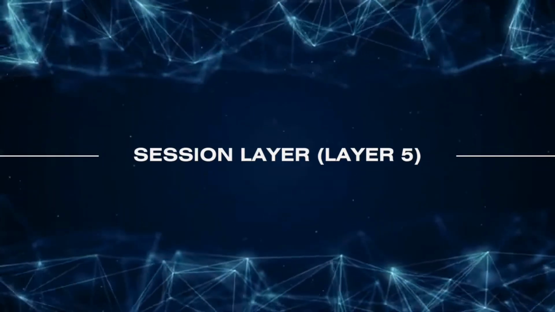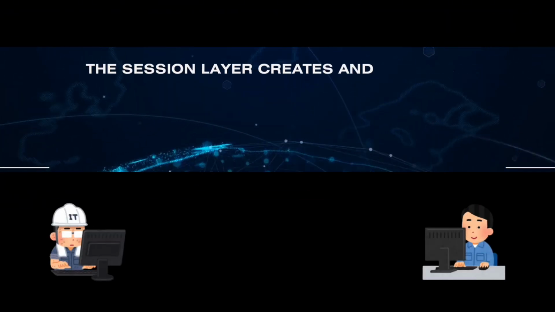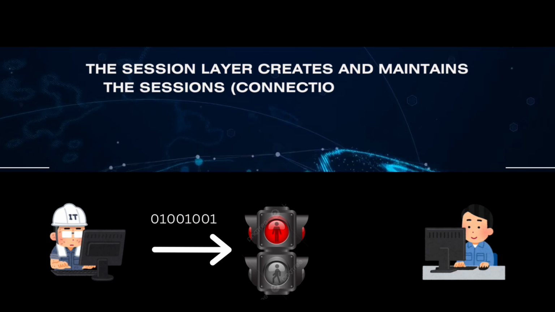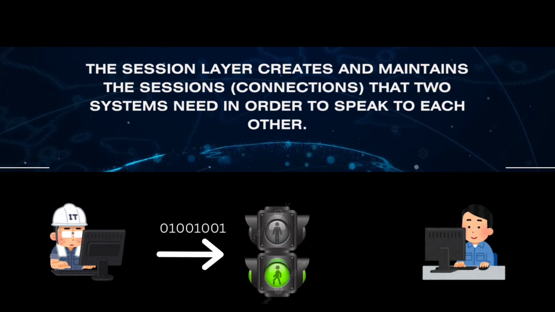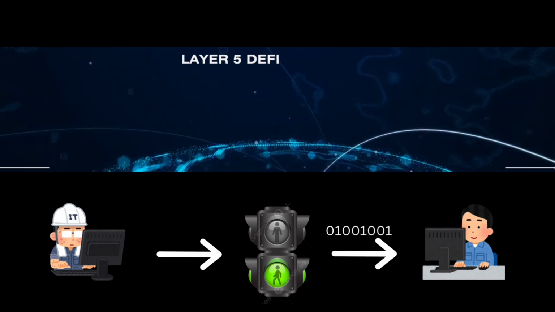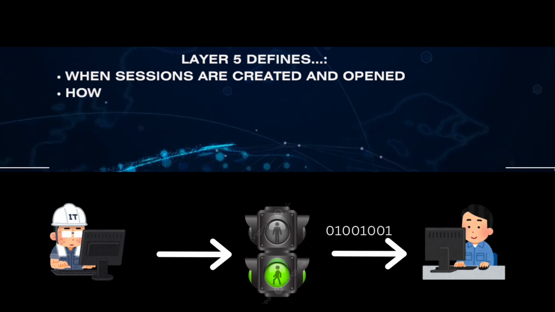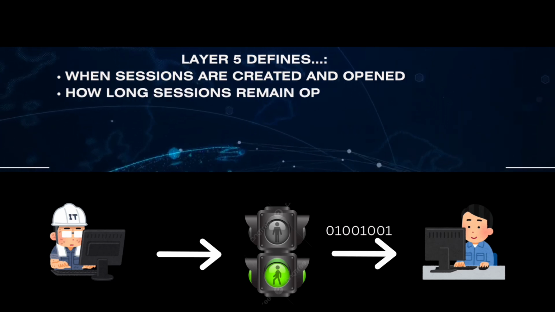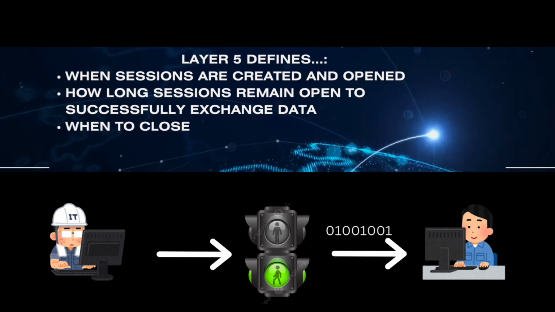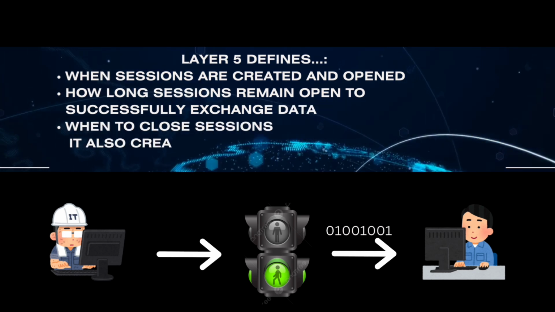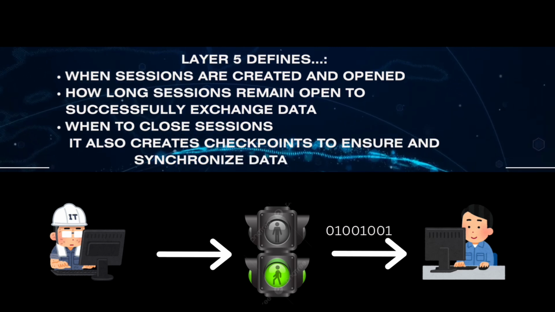Session layer, layer number 5. The session layer creates and maintains the session connection that two systems need in order to speak to each other. Layer 5 defines when sessions are created and opened, how long sessions remain open to successfully exchange data, and when to close a session. It also creates checkpoints to ensure synchronized data transfer.